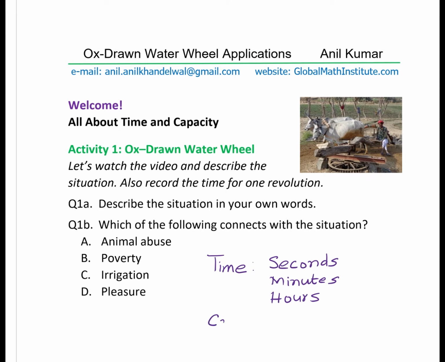And when I say capacity, in that case, we'll look into volume of water, right? So we'll consider volume of water. We'll use two units in this case. One will be liters and the other will be gallons. And we'll see how these things are connected, right?